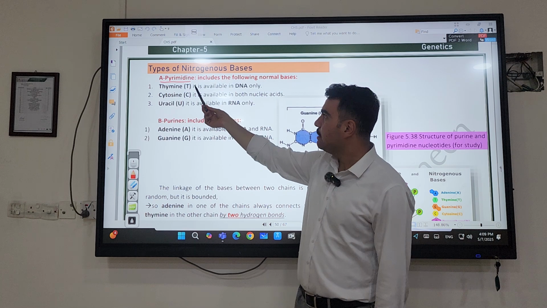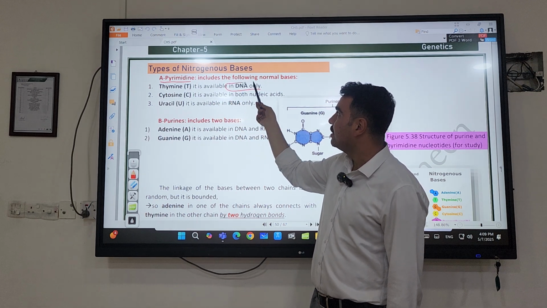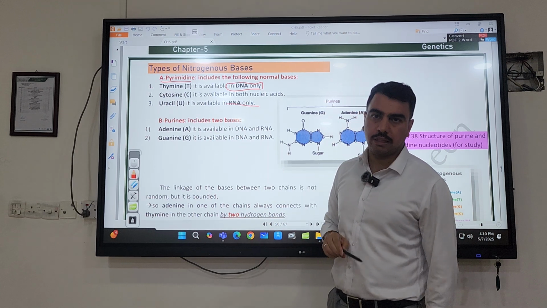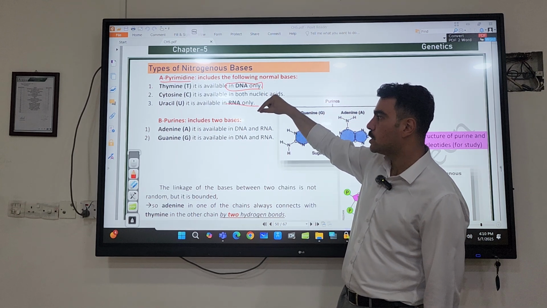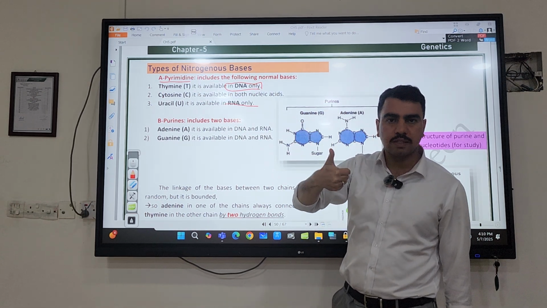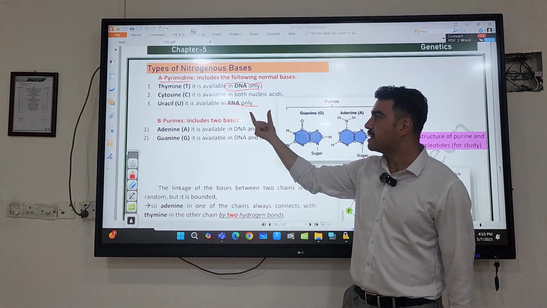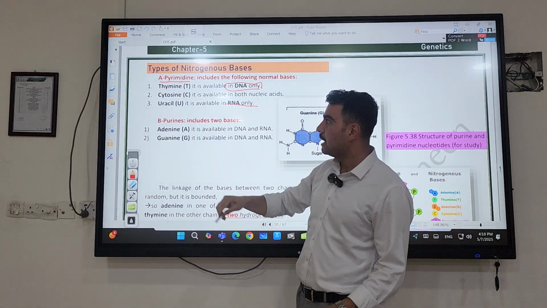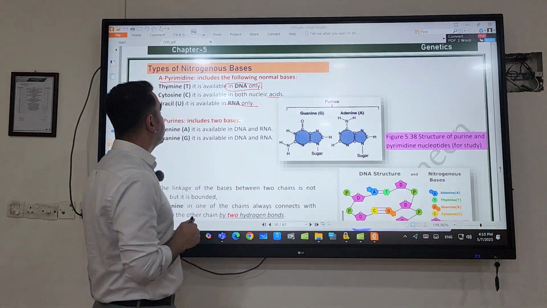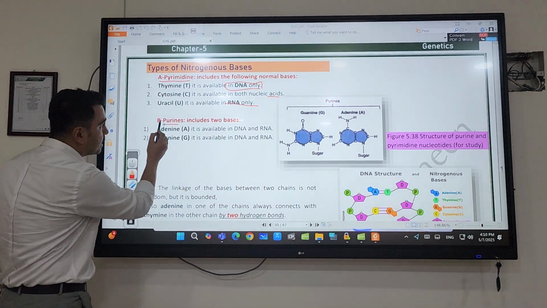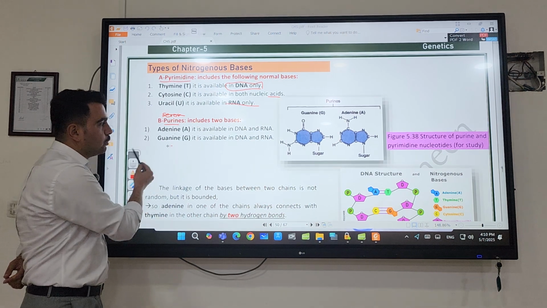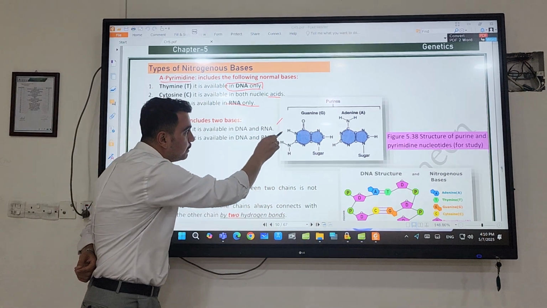We have thymine, we have cytosine, we have uracil. Please pay attention. Thymine is available in DNA only, okay? And uracil can only be found in RNA. Here is the main difference between them. Thymine can be found in DNA, which is not inside RNA, and uracil can be found inside RNA, which is not present in DNA. And cytosine is available in both. This group is about pyrimidine. But purine, the second group, includes the bases adenine and guanine, and they are both available in DNA and RNA.